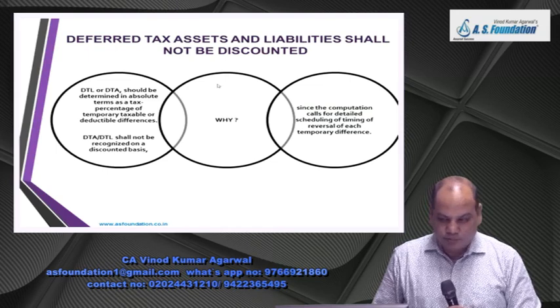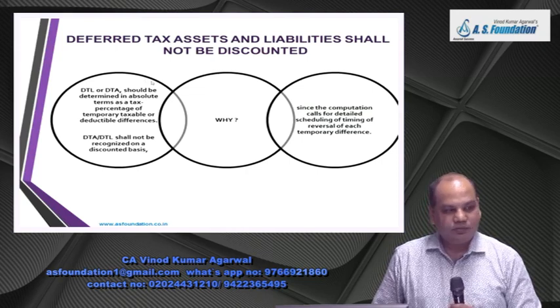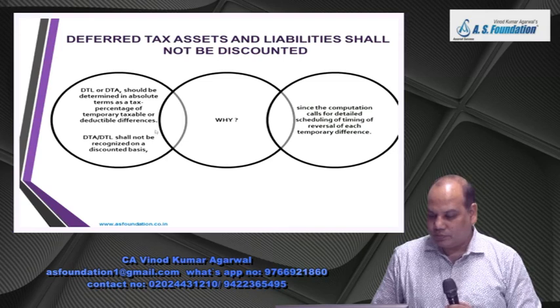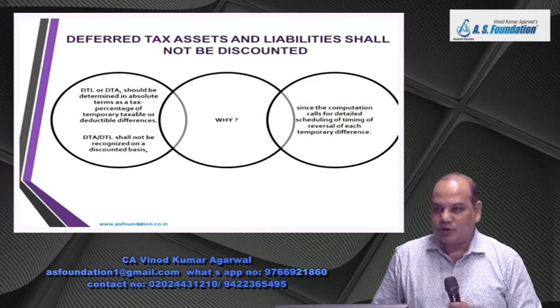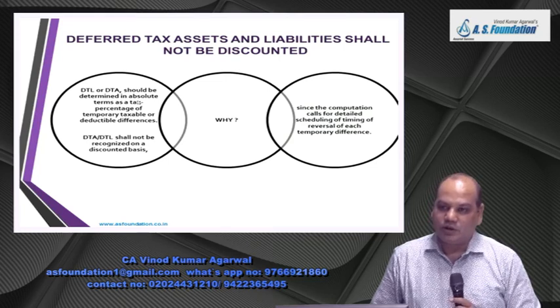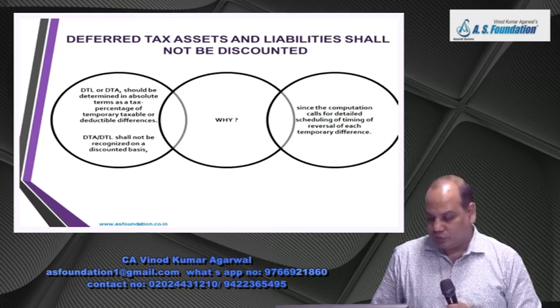Next issue is whether DTA and DTL shall be discounted. Can we discount it? Are you allowed to calculate the present value of DTA or DTL? The answer is no. The standard simply says under no situation you will calculate the present value of DTA or DTL. Not allowed at all. Student should raise an objection. Why?